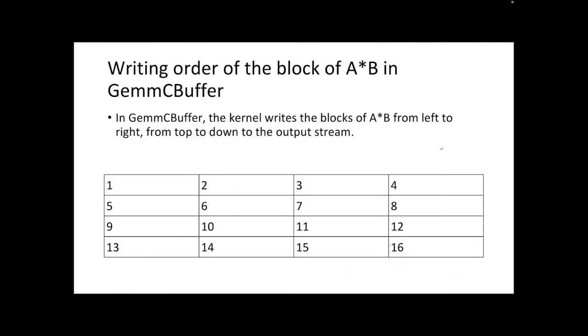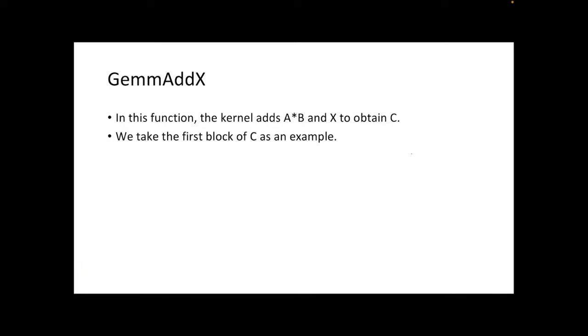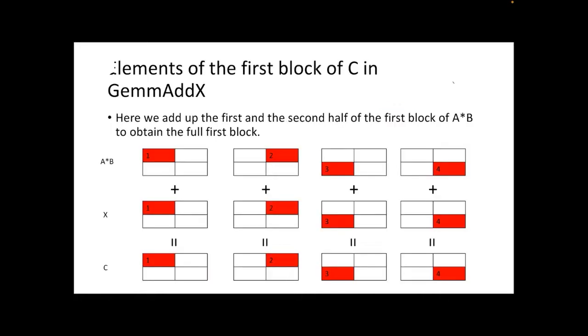Okay, so this is the writing order of A times B, also from left to right and from top to down. Now we derive the complete matrix C. Then we'll add it with X. That's why we read matrix X in the order we mentioned in the GMM read ABX, because now the order is the same as the output stream of A times B. So we just simply add them up without needing any local buffer.